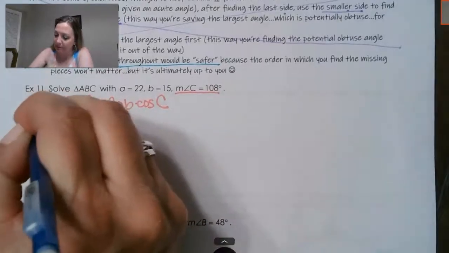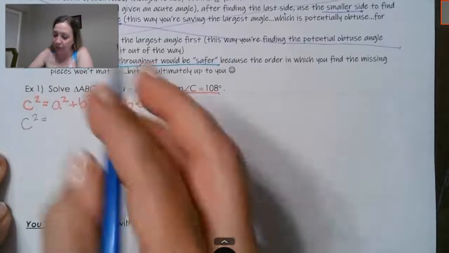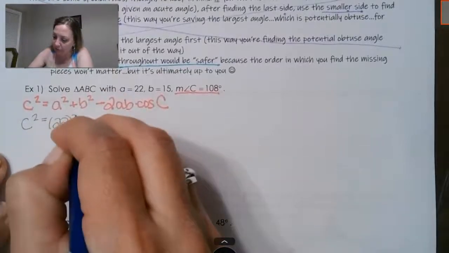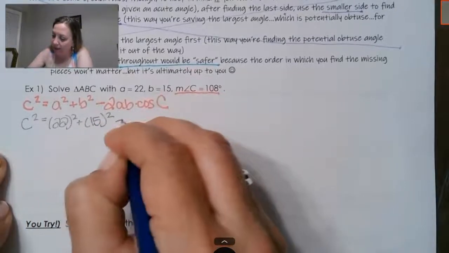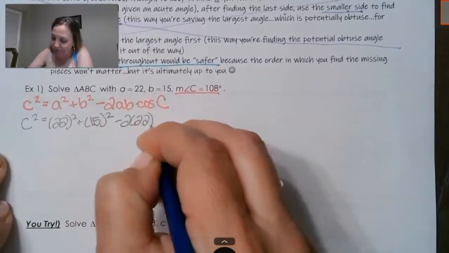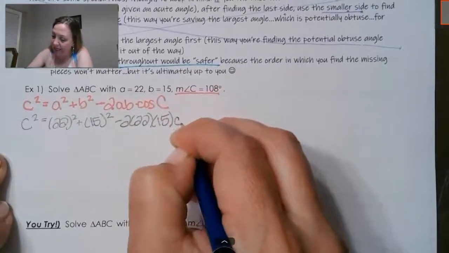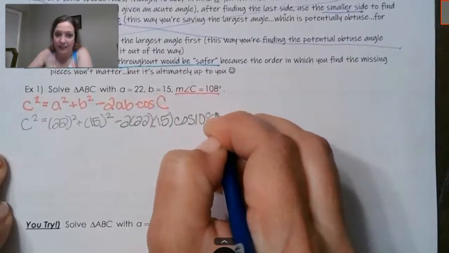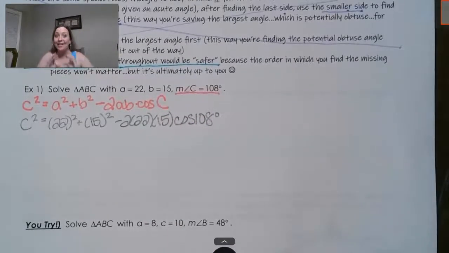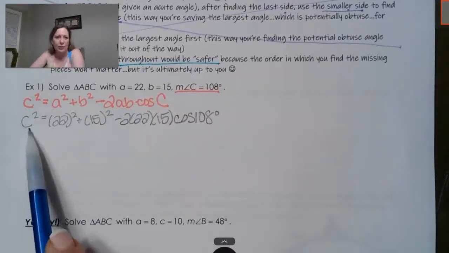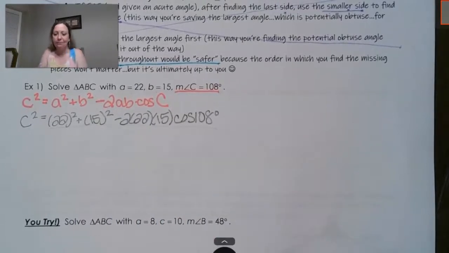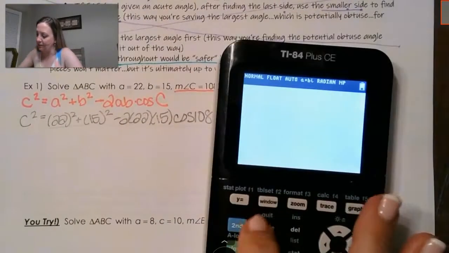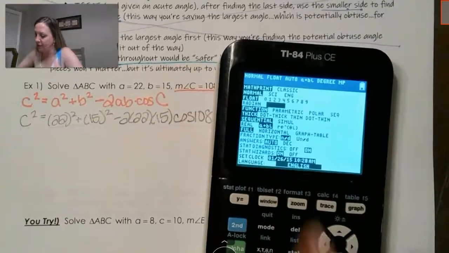We don't know c, but I know that a is 22. I know b is 15. Again, a is 22, b is 15, and I know that angle C is 108 degrees. Now, the nice thing about this SAS case is that, do you notice that we don't have to do a lot of work to isolate c, that all the numbers are on one side of the equation? So what's nice about that, again, just make sure your calculator, oops, see, I gotta change it, is in degree mode.